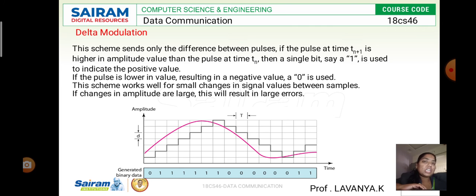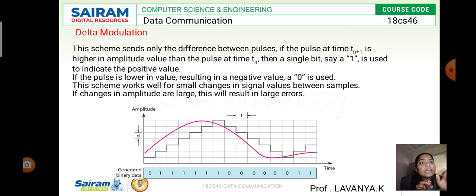Delta modulation basically differentiates the pulses, that is, high pulses meaning high voltage, as well as low voltage. If it is high, meaning a positive value, it indicates that the binary or digital data will be a 1. If it is low, it indicates that the digital data will be a 0.